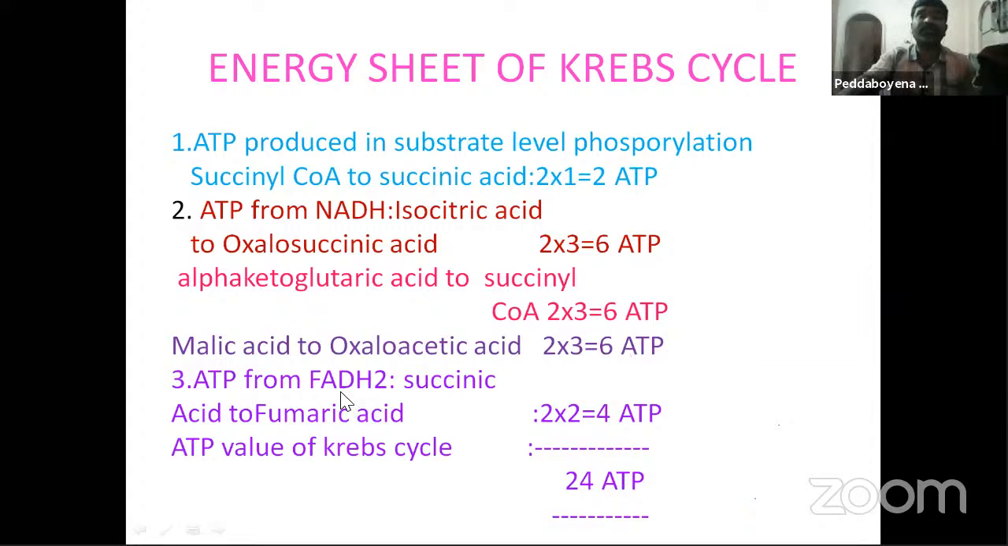Next one, FADH2. Where is this reaction? Succinic acid to fumaric acid. Already we know one FAD is equal to 2 ATP. So two times, 2 into 2. So total how many ATPs are formed? 4 ATPs are formed. So total, 6, 12, 6, 18 plus, 20 plus 24. In the Krebs cycle, the net ATP gain is 24 ATPs.